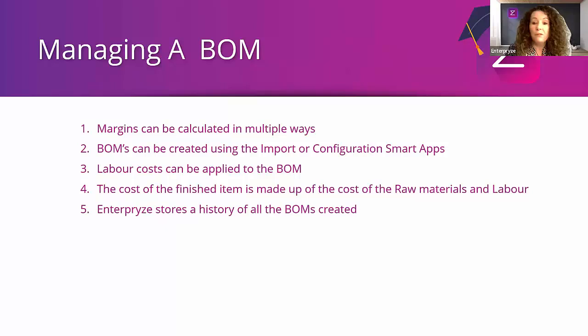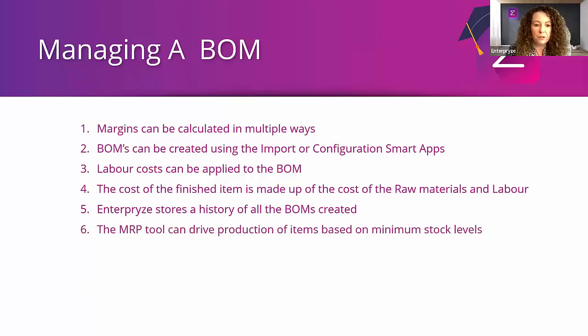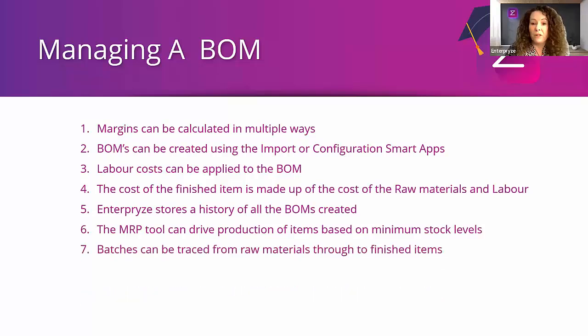We store a history of all the BOMs created. So we've got a production history as well, where those items are produced during production. We've got the MRP tool, our advanced MRP, to replenish the stock and make sure we've no stock outages and ensure that items are replenished based on your required stock levels, whether that's minimum stock, maximum stock, or the reorder quantity, for example. Batches can be traced all the way through from raw materials through to the finished items.